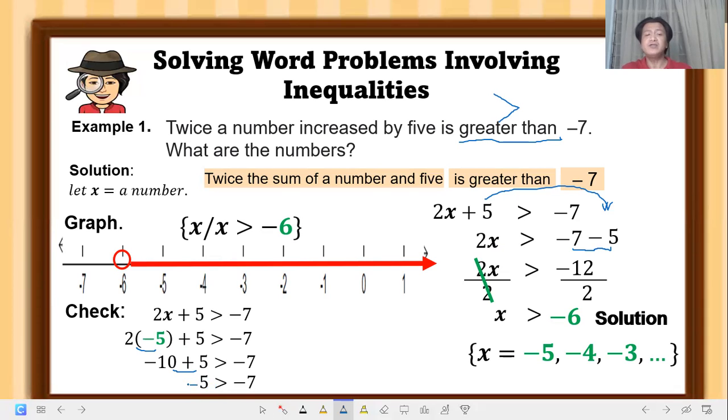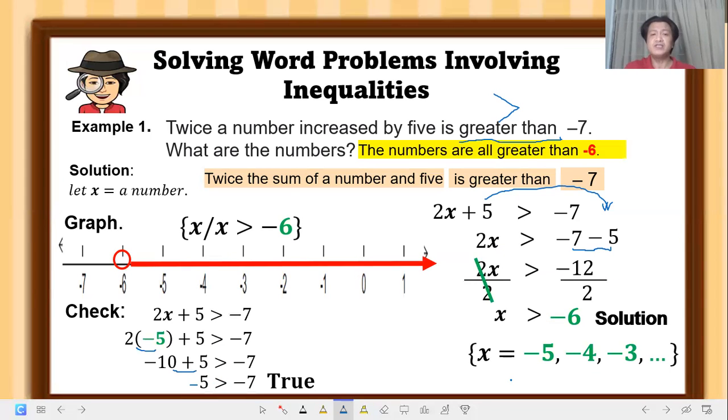-5. Okay? Meaning to say, -5 is greater than -7. Di ba? Kung mapansin natin, mas malapit yung -5 doon sa 0. Kaya nga siya greater po yung ating symbol. Okay? Ibig sabihin yan, since true yan, ibig sabihin any of the value from your solution. Okay? So meaning to say, the numbers are all greater than -6. Yan po yung ating sagot sa problem number 1.